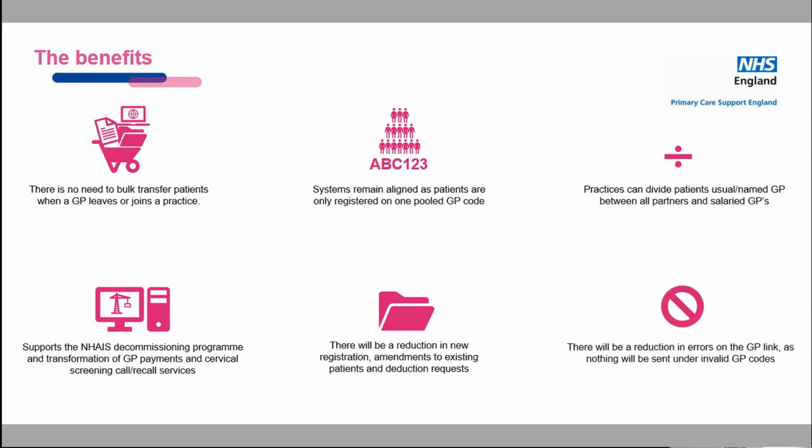And finally, there will be a reduction in errors on the GP link, as nothing will be sent under invalid GP codes, therefore reducing the number of unmatched transactions and translation errors. This will reduce the workload at the practice when errors require resolving, and also enable transactions to be updated in a more timely manner. That's great, that. So there's actually some really good benefits to moving to a pooled list.